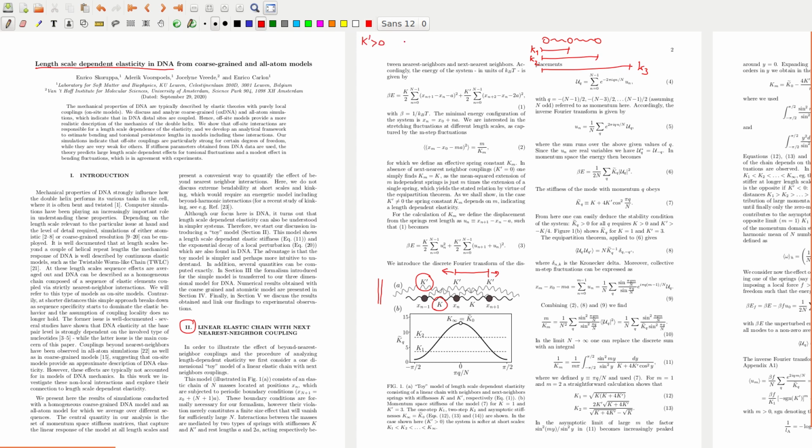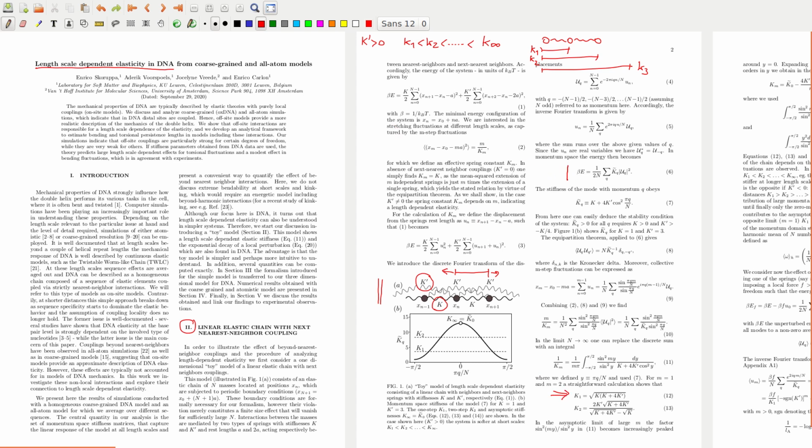In particular, if K prime is positive, we find that K1 is smaller than K2, which is smaller than K3, and so on. Which means that the chain is softer at short length scales and becomes stiffer at longer length scales. If K prime is negative, you obtain the opposite result. See details in the paper. Note that K1 is not equal to K.